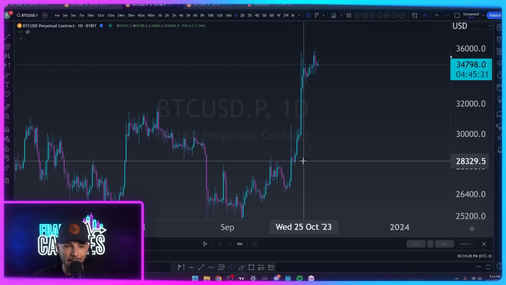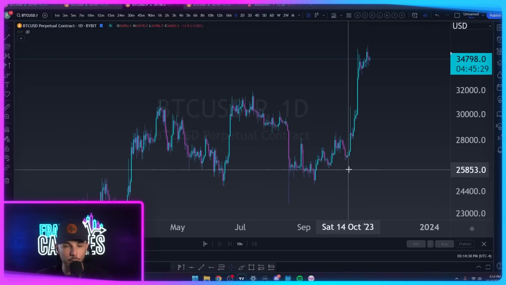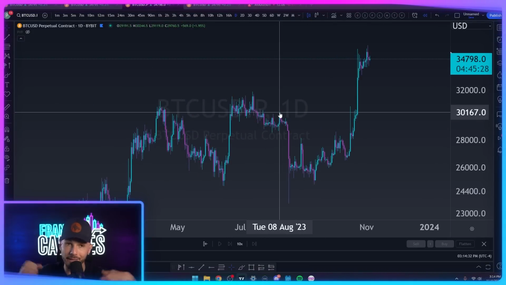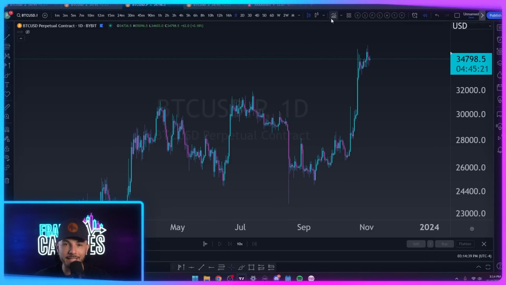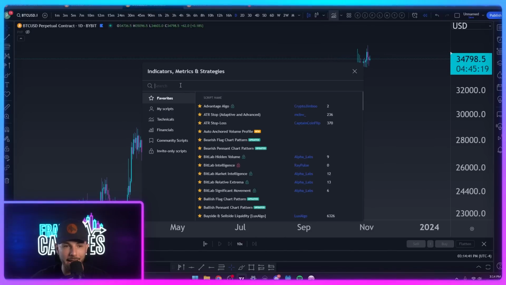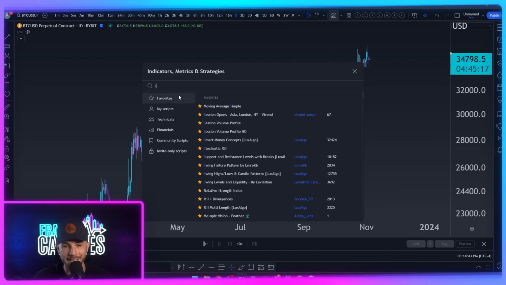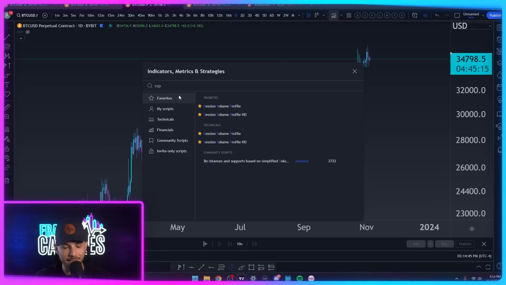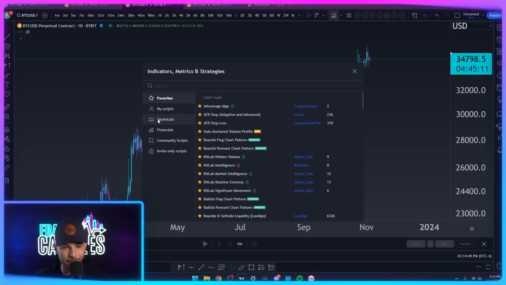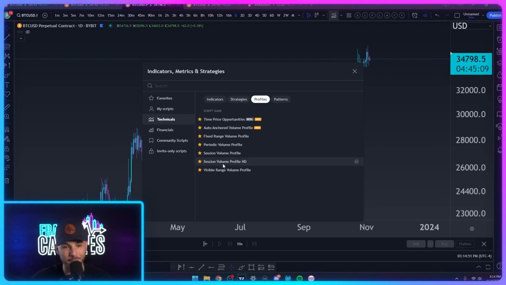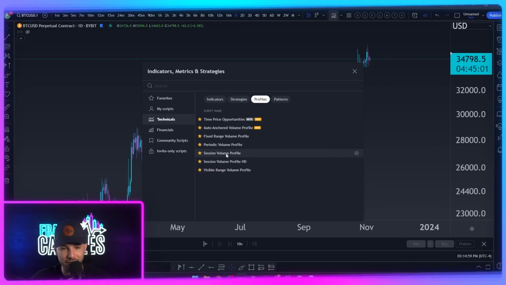Now, let me go ahead and show you guys how to actually get these volume profiles on your chart so you can then extract the naked points of control, which you'll be using to trade off of. So what you're going to want to do is come up to your indicators tab right here, guys. Go ahead and click that, and you can search SVP or session volume profile, or if you wanted to do it the long way, you could simply come down here to technicals, go to profiles, and you can see all the volume profile tools that TradingView offers. But today we're going to be focusing on the session volume profile.